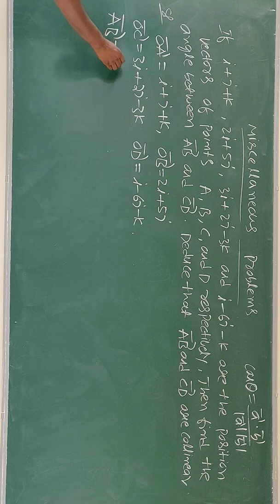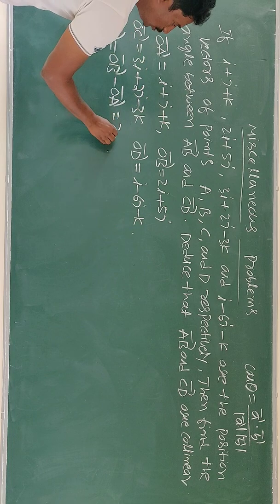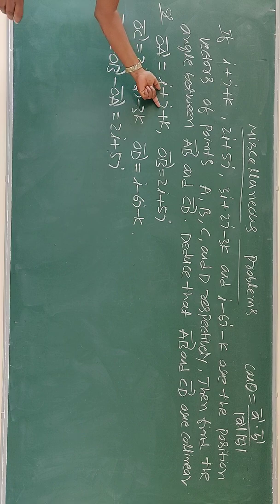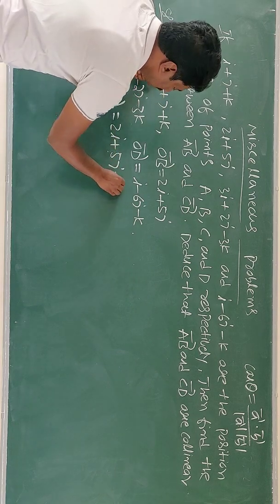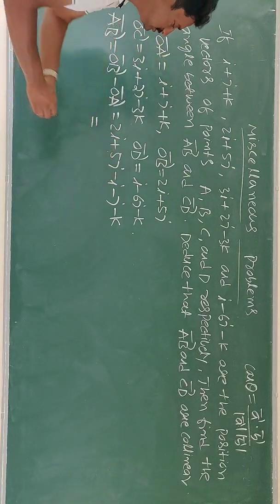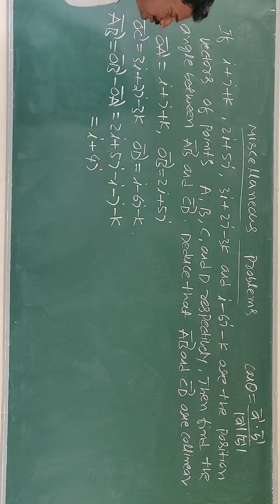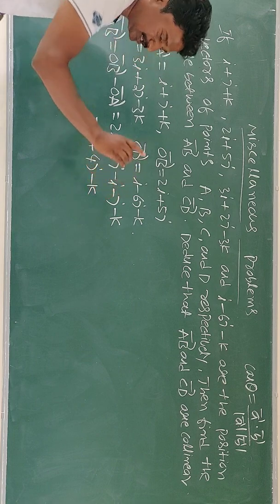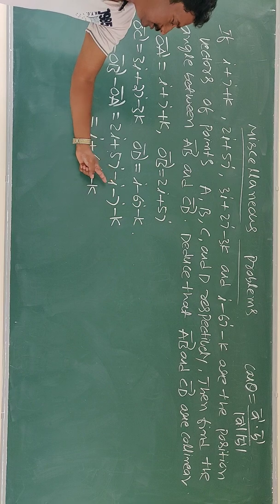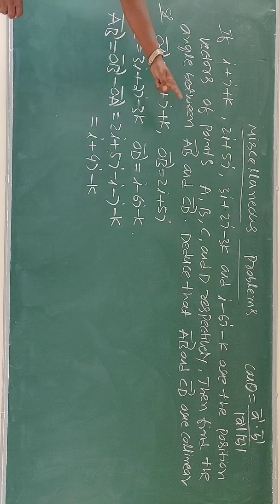What is AB? OB minus OA. OB is 2i plus 5j, multiply OA by minus: minus i minus j minus k. Simplify that, students. 2i minus i is i, 5j minus j is 4j, and minus k. We got AB. Next, one more vector, CD.